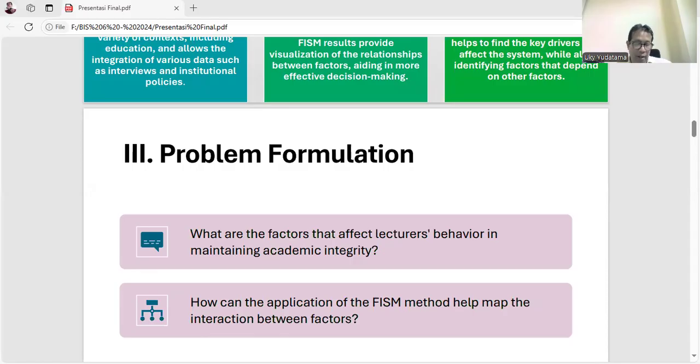These factors can range from institutional policies and management support to external pressure and personal belief. Two, how can the application of the FISM method help map the interaction between factors? The second question focuses on how the fuzzy interpretive structural modeling method can be used to analyze the complex relationship between these factors. By applying FISM, we aim to understand how these factors interact with each other, creating a clear map of their influence and dependency. This will allow us to better prioritize and address the key drivers that influence lecturer behavior in maintaining academic integrity.